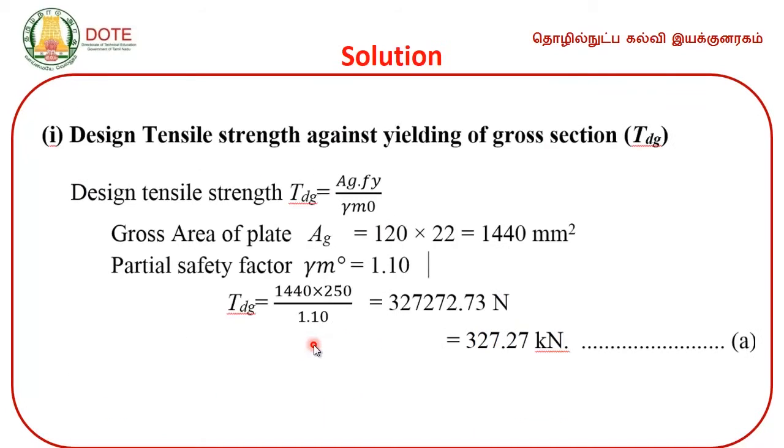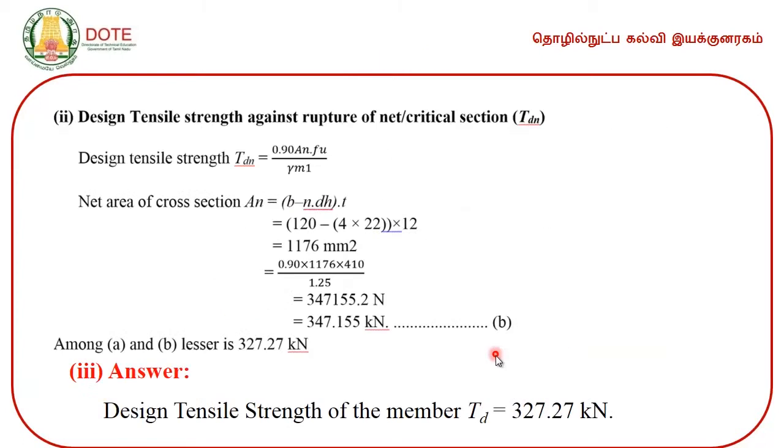And the design strength of the member is the least of these two. First one is 327 and second one is 347. So, the lesser value is 327, and therefore, the design tensile strength of the member is found to be 327.27 kilonewton. It is a very simple example, and of course, it is a plate member.